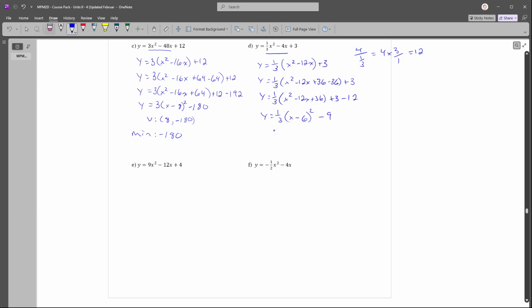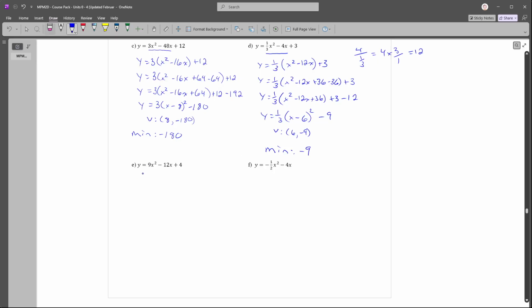Alrighty, where's our vertex? Our vertex is located at (h, k). h is a 6, and k is a negative 9. Awesome. And now do we have a max or a minimum? Well, 1/3 is definitely a positive number, so it's opening up, which means we have a minimum value. And that minimum value is negative 9.